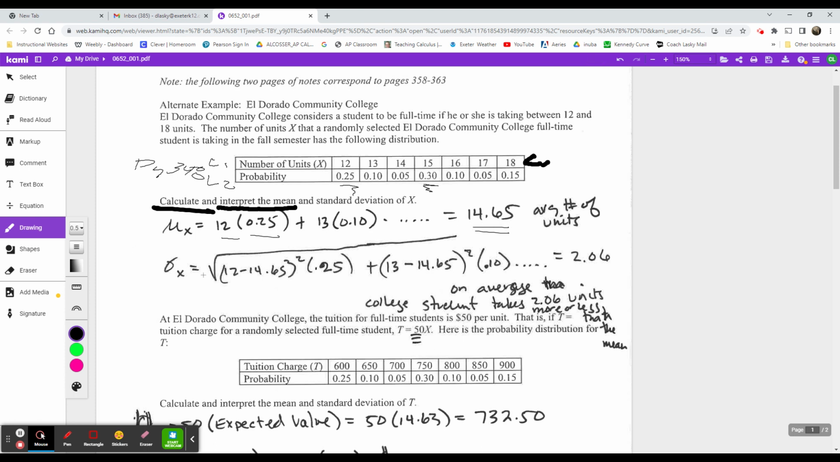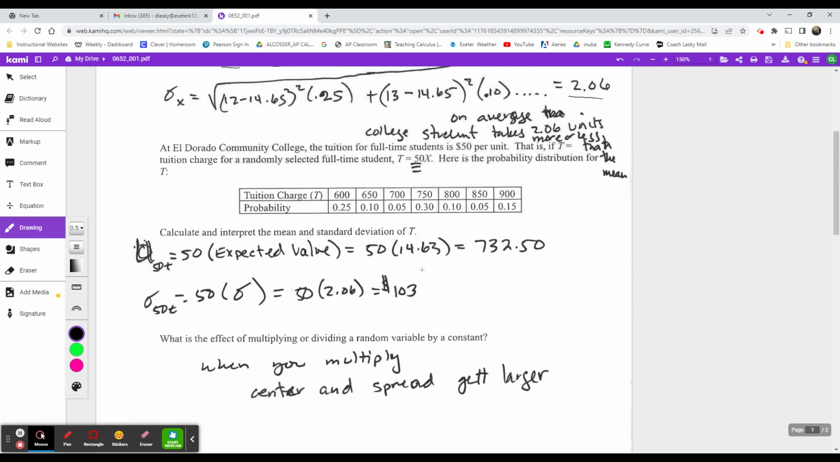Standard deviation, the same thing. Use the formula sheet. It's going to be x, which is 12, minus our expected value. Square that, multiplied by the probability. Do that twice in a row. Put in the answer from the calculator. And I ran out of room here, but don't forget that's on average, a college student takes 2.06 units more or less than the mean of 14.65 units. So just remember, it's how far away from the mean it is.